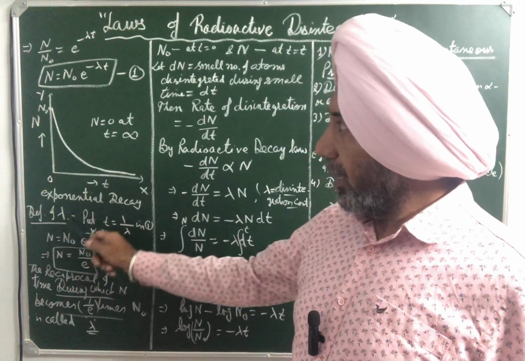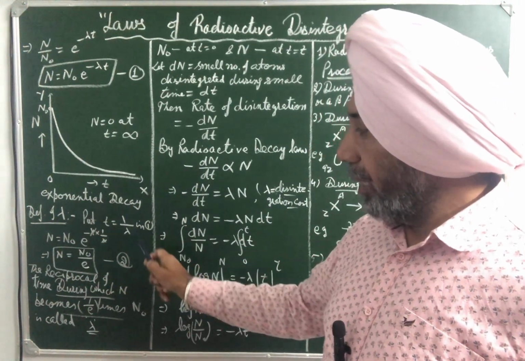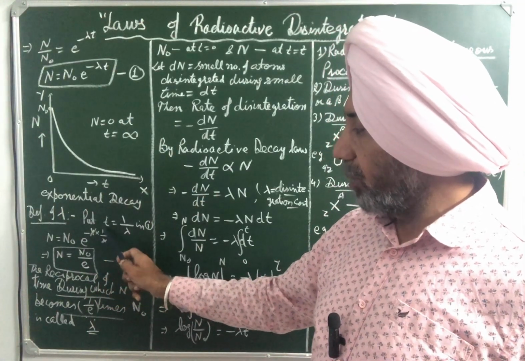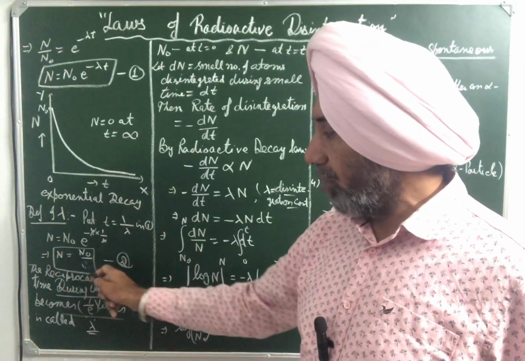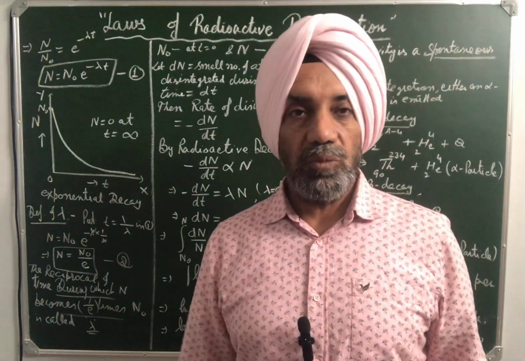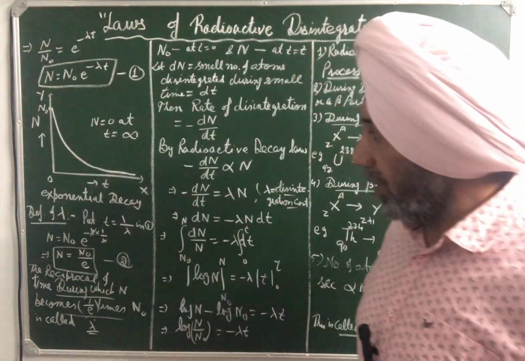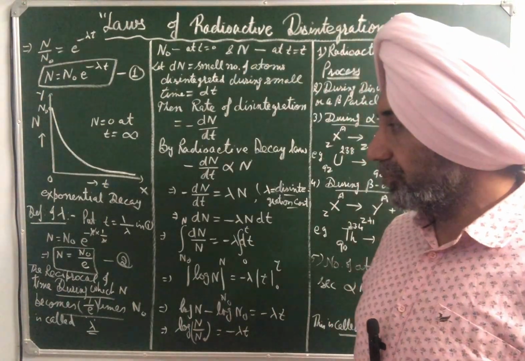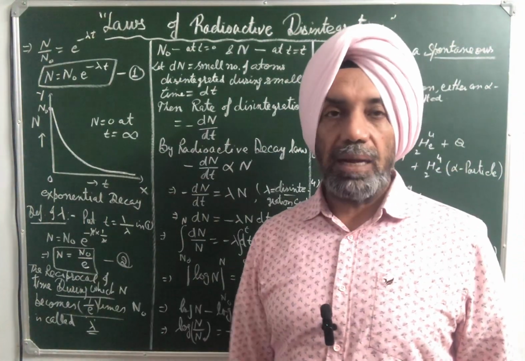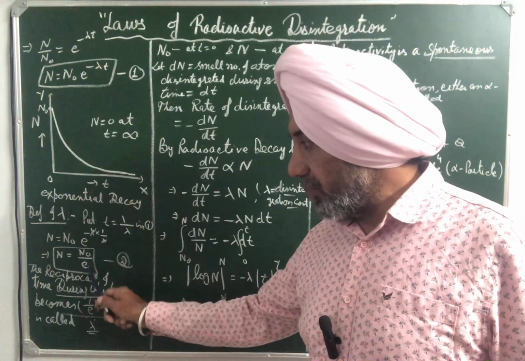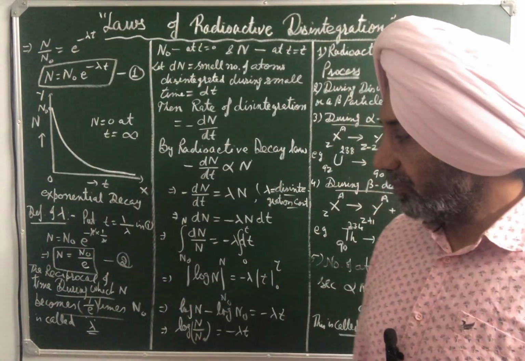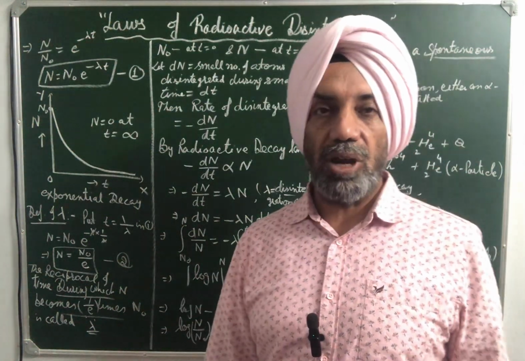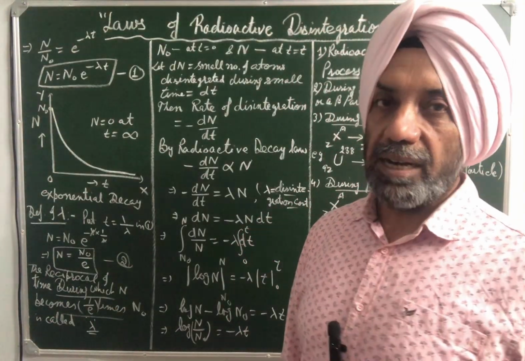So to define lambda, put t equal to 1 by lambda in this equation. So we have N is equal to N naught e raised to minus lambda into 1 by lambda. Lambda cancels, e raised to minus 1, so N is equal to N naught by e. So it means what is the decay constant or disintegration constant lambda? It is defined as the reciprocal of the time during which the number of atoms decays to 1 by e times its initial value. That is called the decay constant. So lambda has dimensions of T minus 1, second inverse.